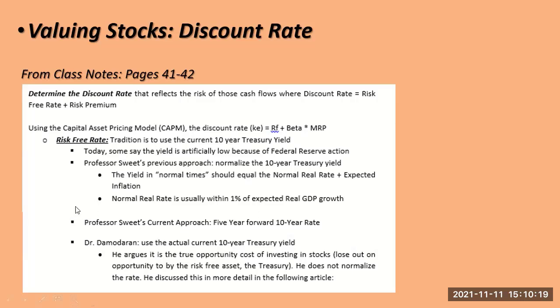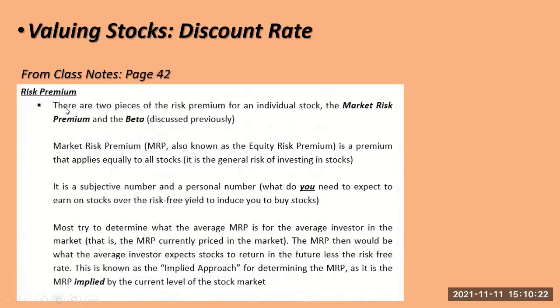But you have that number. The market risk premium, we're going to use the implied approach. So the implied approach, we've already talked about that. You do that on exam one. You're going to figure out what we expect stocks to earn. That's going to be your required return on stocks. You'll subtract your risk-free rate and you have it.